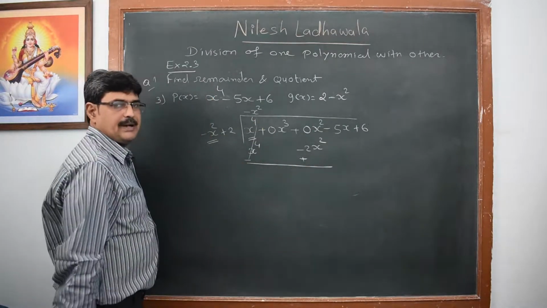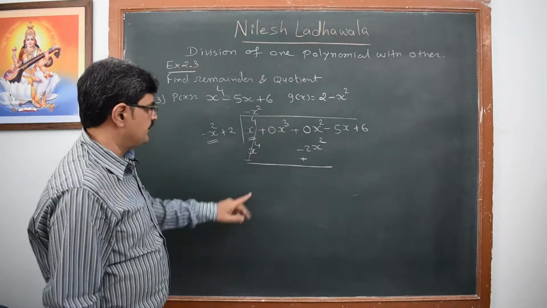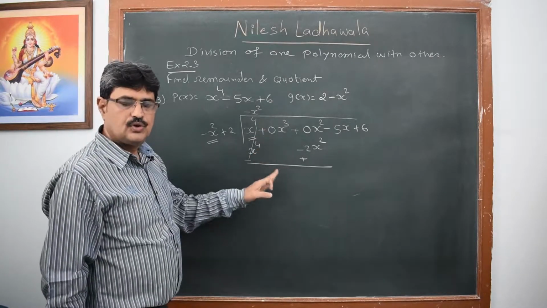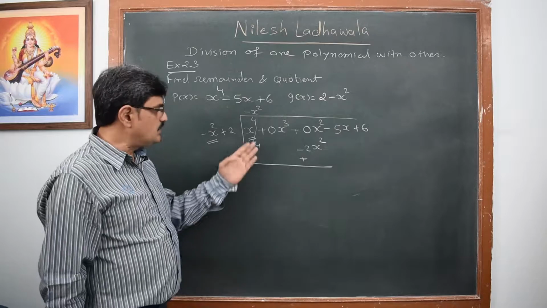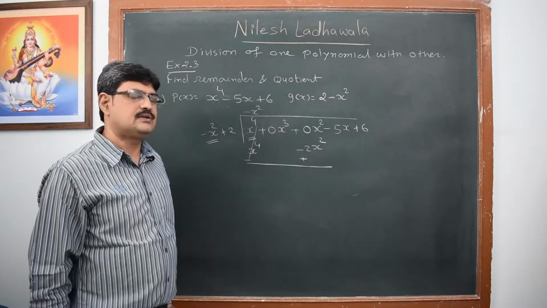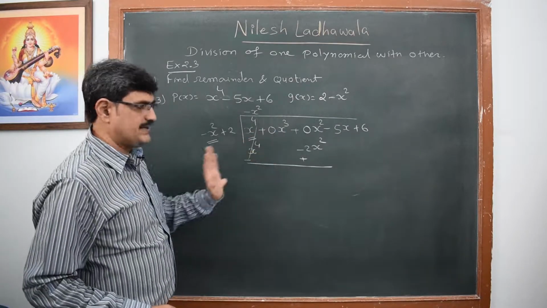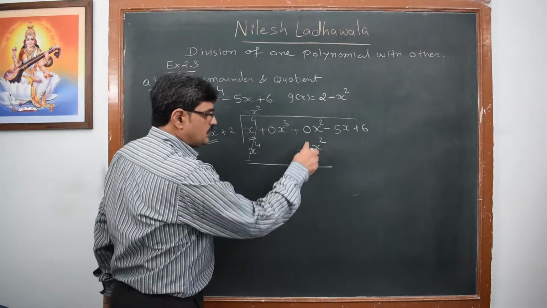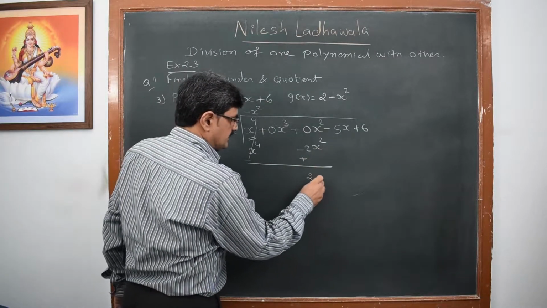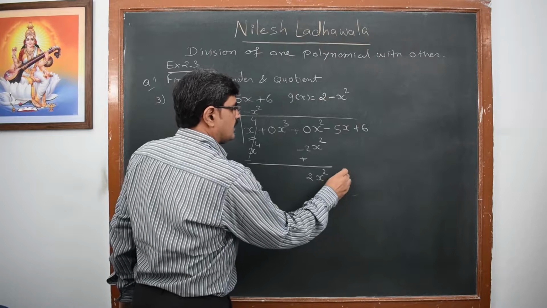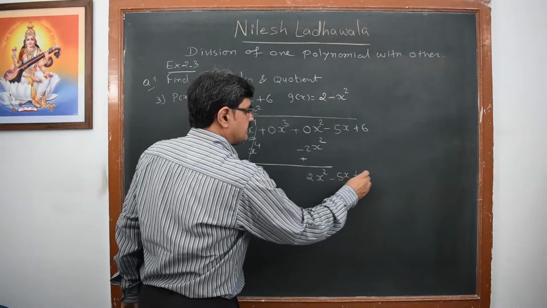x raised to 4 minus x raised to 4, it is 0. Now it is 0x cube. No need to write 0, right? 0 multiplied by any number is 0. So there is no need to write 0x cube here. Now 0 plus 2, that will be 2x square minus 5x and plus 6.